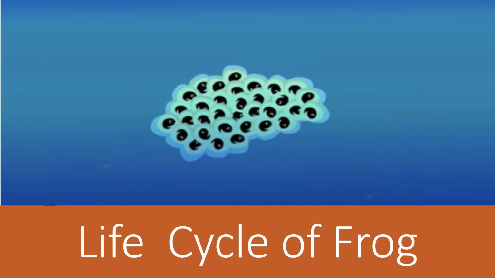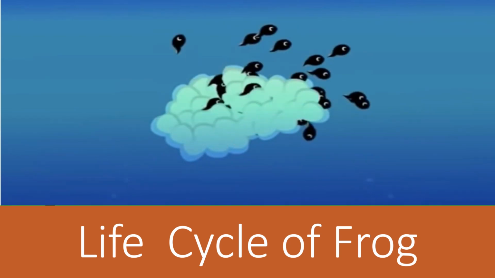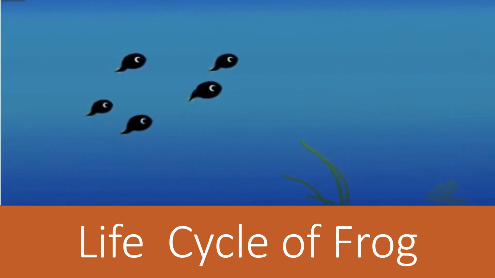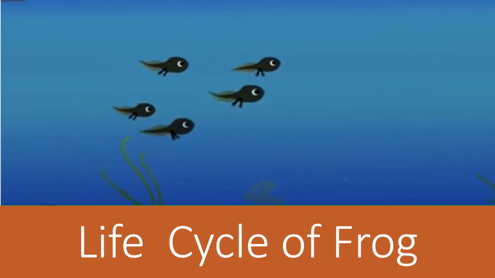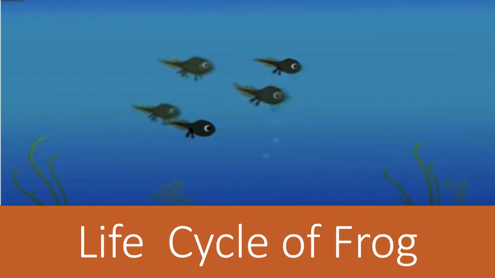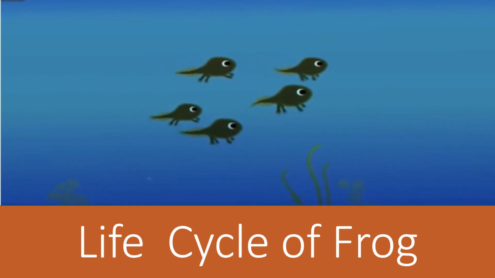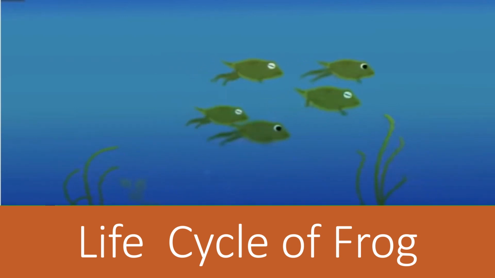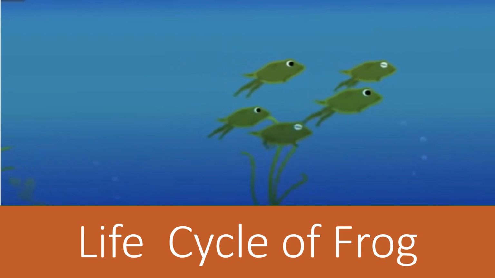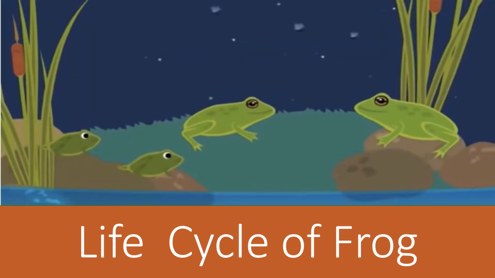So the adult female frog lays eggs, and those eggs develop and hatch to produce the tadpole, and that tadpole undergoes different growth stages and finally develops into the adult frog. So we'll see how this growth occurs and what are the special things that you find in these growth stages of the life cycle of frog.